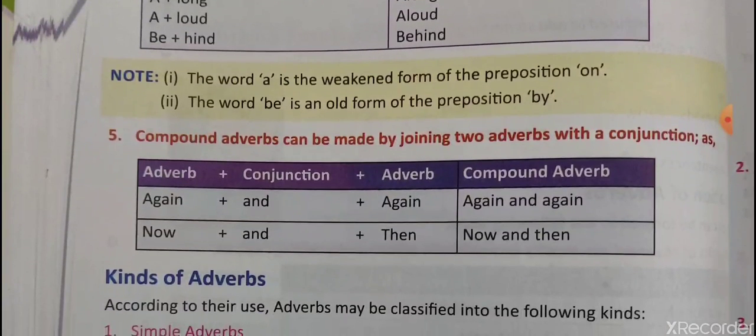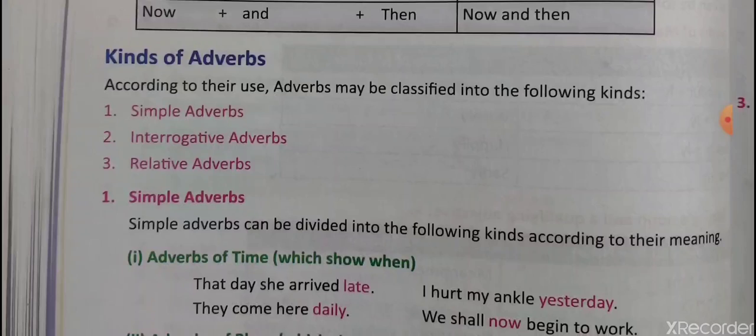Last is the compound adverb. Adverbs can be made by joining two adverbs with a conjunction, like again and again, now and then. So here again and now and then are the adverbs and the conjunction is and, which is used only to add two adverbs together. Now we are going to study the kinds of adverbs.